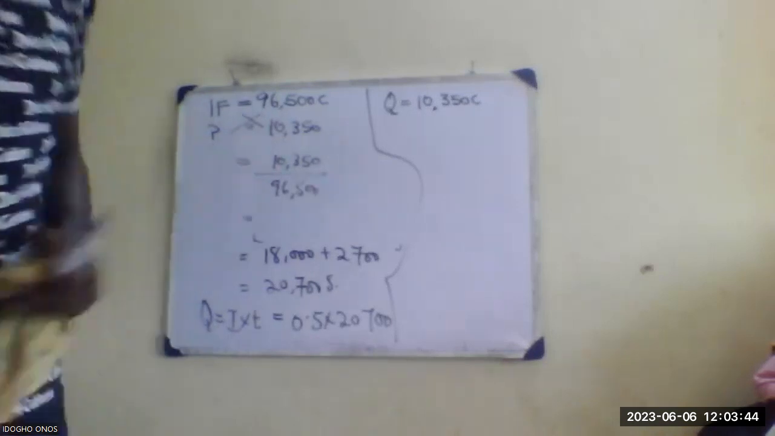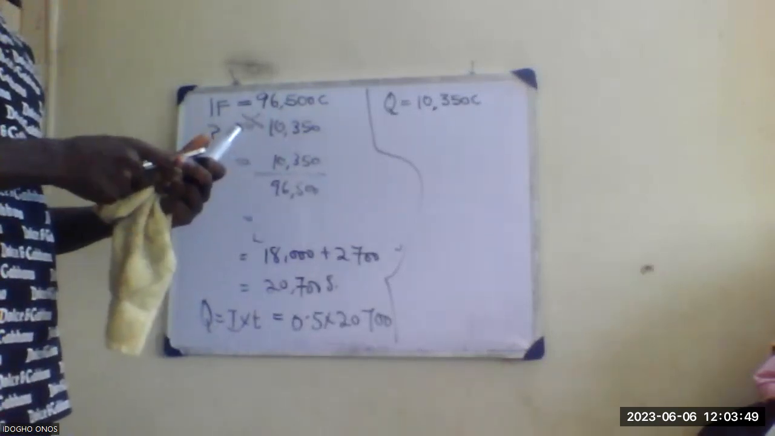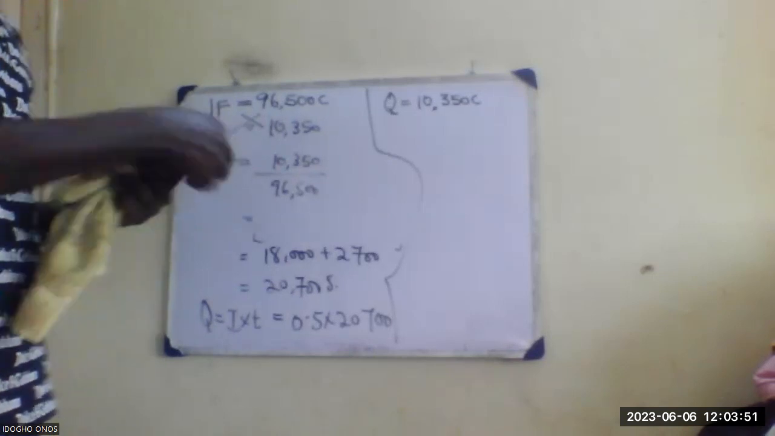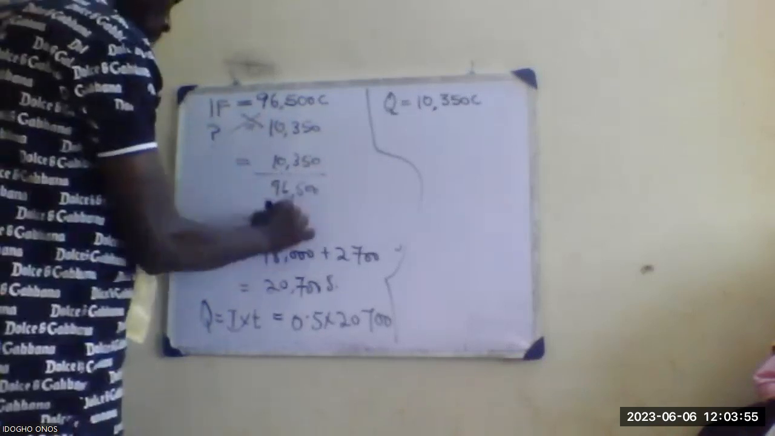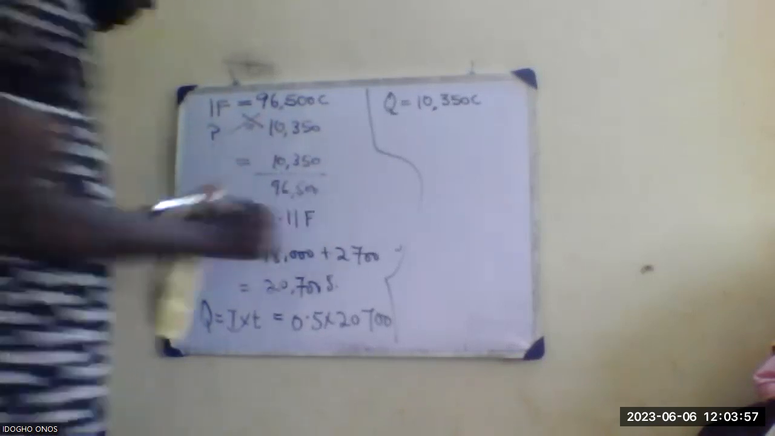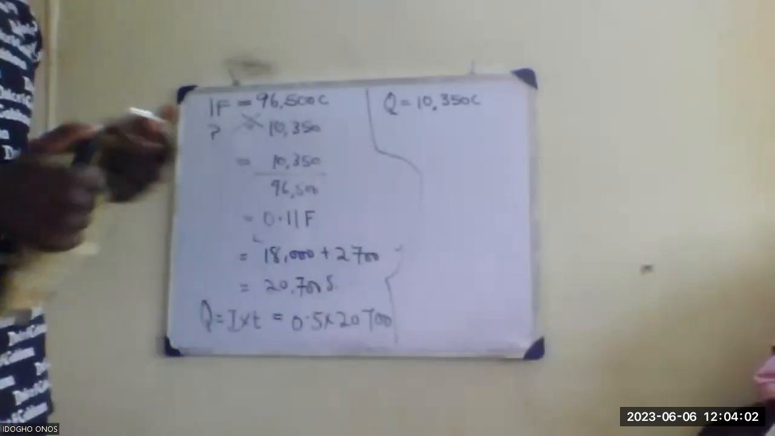So let's divide that and see what we get. 10,350 divided by 96,500 will give me 0.107, approximately 0.11 Faraday. So that is what you will get.